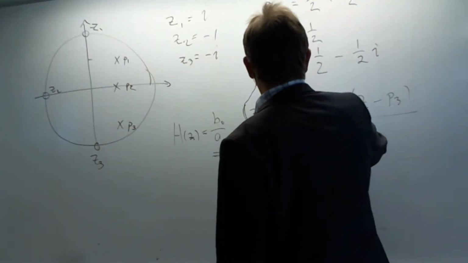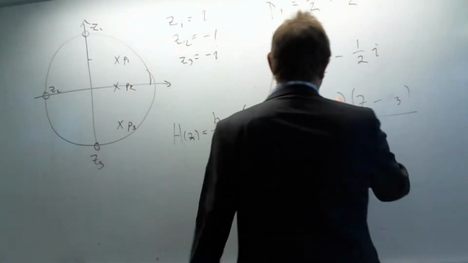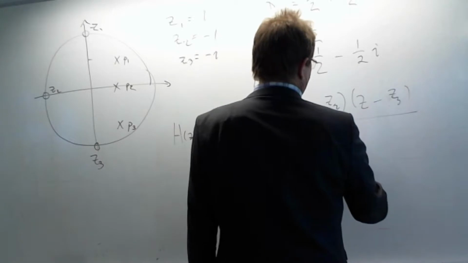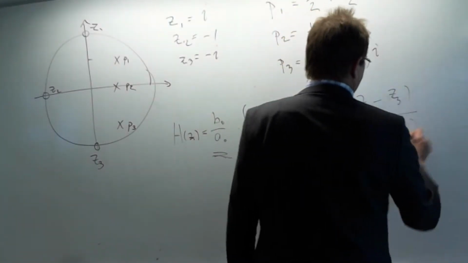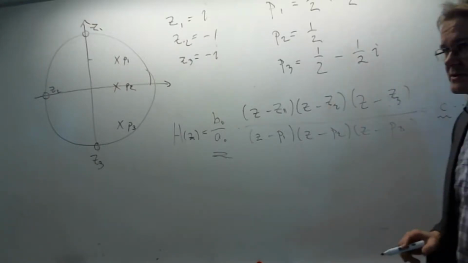minus P1. Now, why did nobody actually tell me that these are not P's, these are zeros? Why didn't you? Your fault. Okay. Z minus P2, Z minus P3. Okay, there we go. That's the transfer function. And from that one, if we calculate the sum form, we will have actually the sum of b_k times z to the minus k over the sum of a_k times z to the minus k, and here we have some scaling factor c.